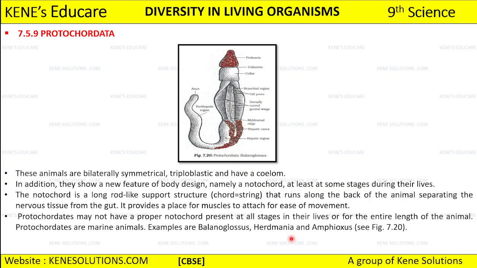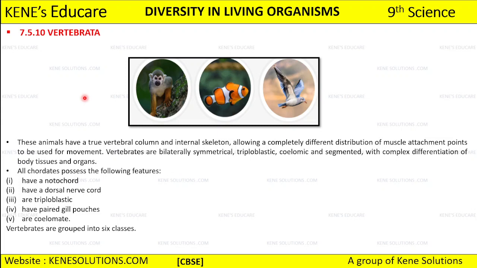After this Protochordata, we have Vertebrata to discuss in detail. Vertebrata have a true vertebral column as well as an internal skeleton. This allows them to have a completely different distribution of muscle attachment points, so that whenever the muscles attach there, they help in movement.